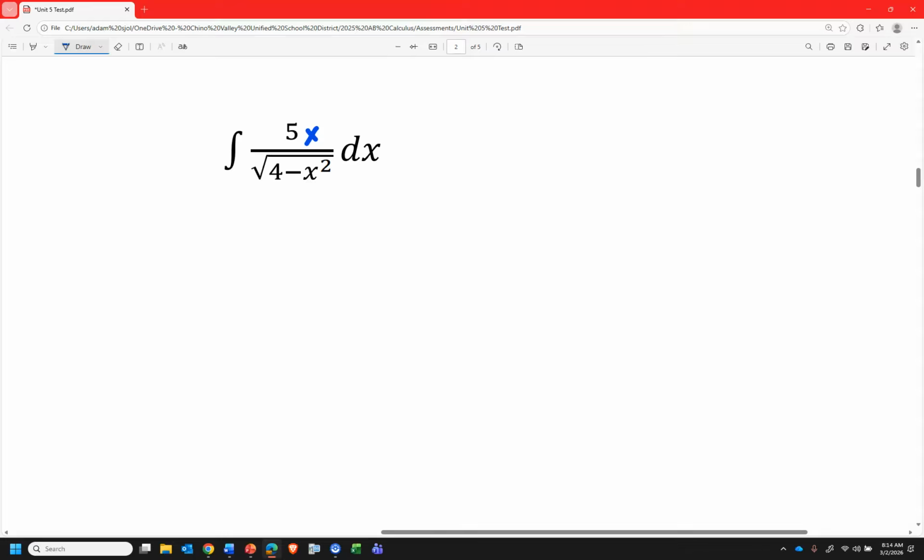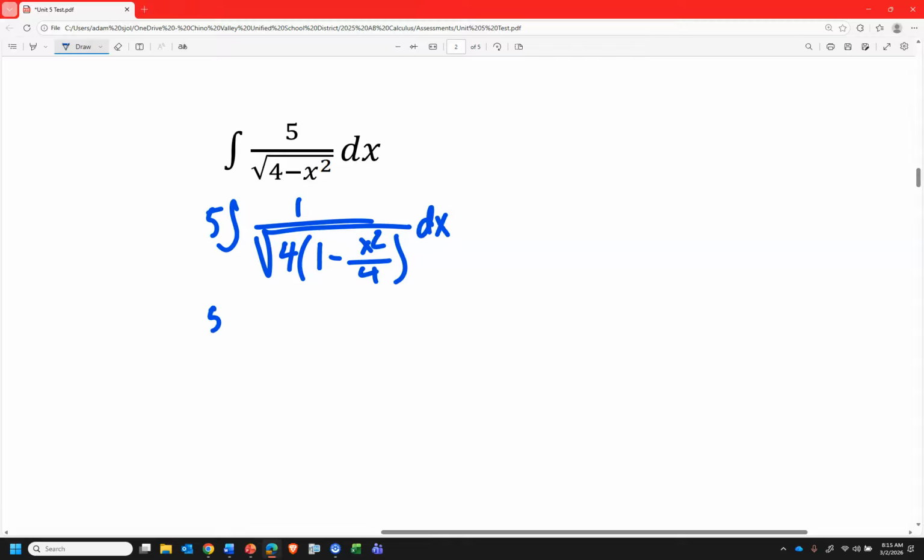You can't use substitution because we don't have that x. You're supposed to recognize that this is the derivative of inverse sine. Well, I guess it could be inverse cosine, but why not do inverse sine? So I'll pull that 5 out, 1 over the square root. I want to factor out that 4, and I'll have 1 minus x squared over 4, all dx. And then that's going to be 5 halves, because we're taking the square root of the 4. It's still in the denominator, and 1 over the square root of 1 minus x halves squared dx.